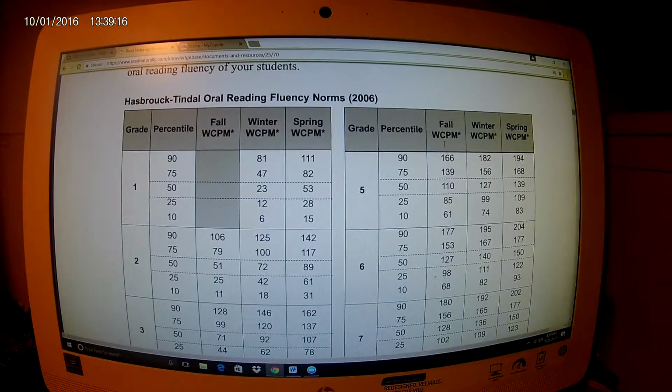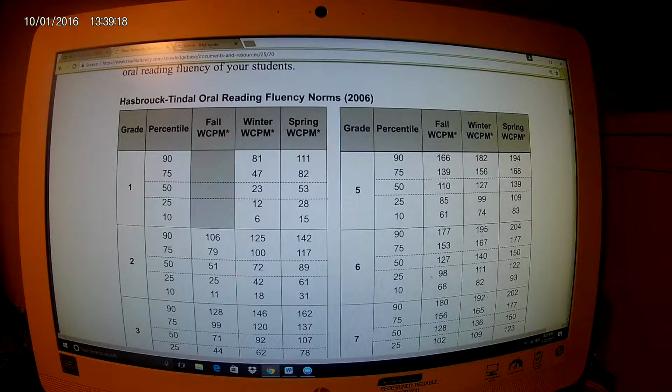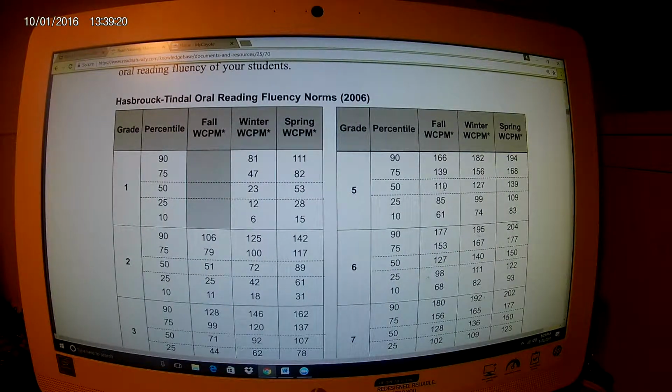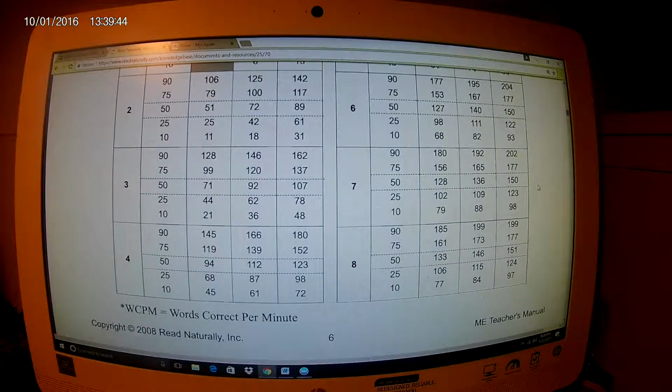and we would want him in the 50th percentile at 110 words per minute, and then it would go up to 127 in the winter and 139. So anything above these numbers, and we'll shoot for spring because we're in spring, so we'll go for 139. Anything above that is a plus. If he's right here, that means he's got to work, and if he's below 139, then we know we've got to do a lot more work with him.